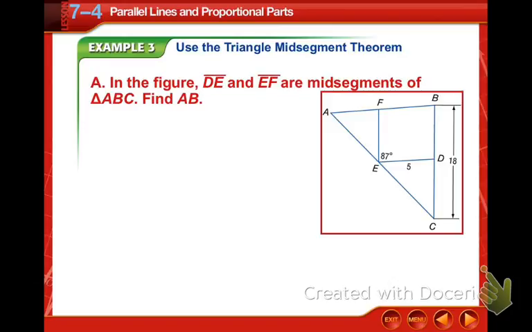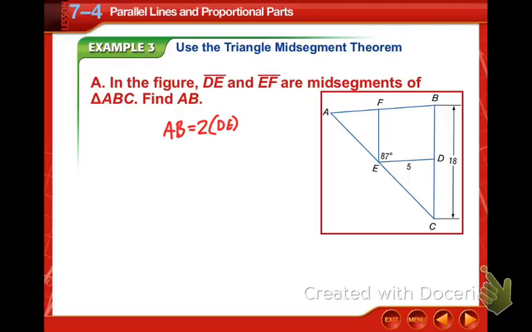So we're going to use that a few times, and we have 3 problems here that all use the same image. So in the figure, DE and EF are midsegments of triangle ABC. We first need to find what AB is. So since we know that ED, or DE, whatever you want to call it, is a midsegment, and AB is the side that DE is not touching, that means that AB is equal to 2 times DE.